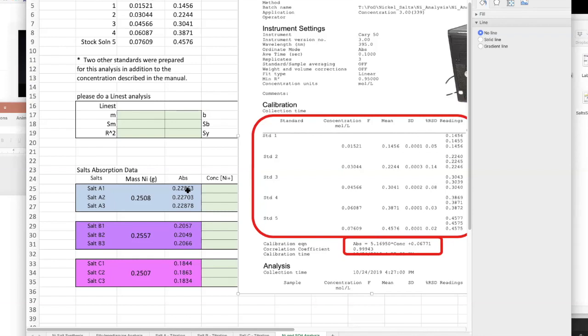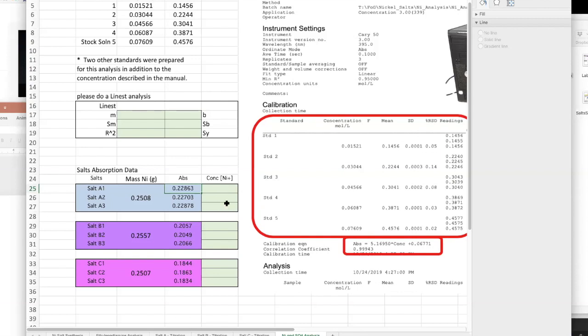So if you know the absorbance, according to Beer's law, then you can plug it back into this equation right here. You can see that the absorbance equals this value times the concentration plus the intercept. You're going to back calculate the concentration. That's the concentration of the nickel. So for each absorbance, you're going to use the equation of the line, the intercept and the slope, to calculate the concentration of the nickel.